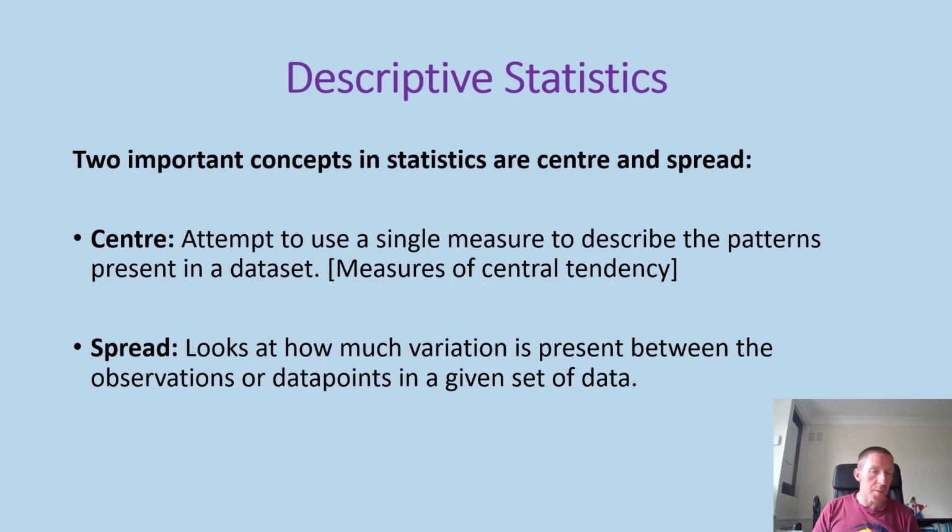Okay, so let's move on to descriptive statistics. Two important concepts in statistics are center and spread. Center, particularly what are known as measures of central tendency, is an attempt to use a single measure to describe the patterns present in a data set. Spread looks at how much variability is present between the observations and data points in a given data set. The concept of variability comes up a lot in statistics. A lot of statistical analysis involves trying to quantify and measure variability.